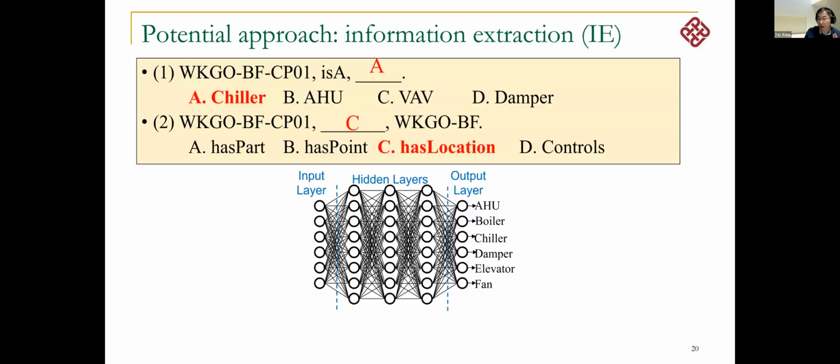So we are very similar, okay? So we want to develop a neural network to process such text. So when you input this text, it can output: it is a chiller, a standard. Okay, this is a standard.